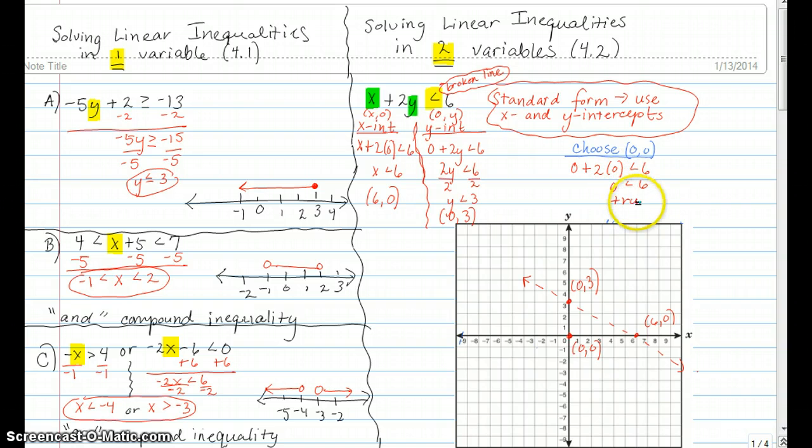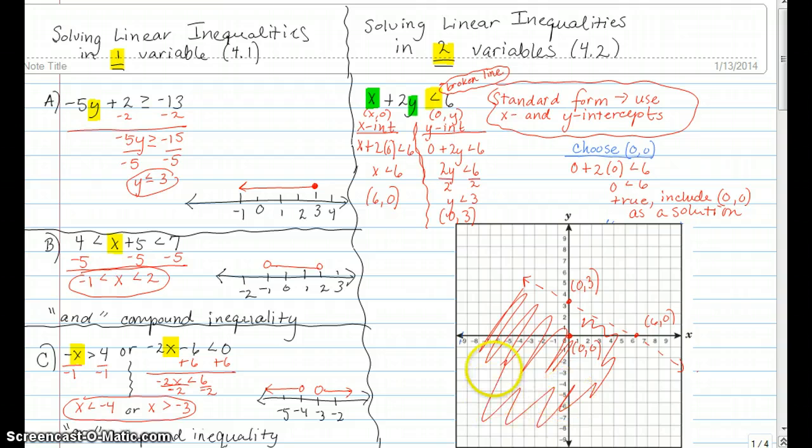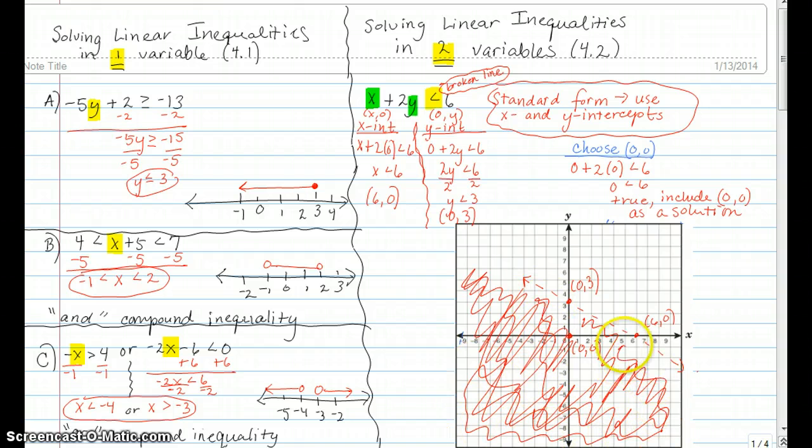So if it's true, include 0, 0 as a solution. And since it is true, we're going to include 0, 0. So we're going to shade, and it's going to be everything on this side of the line into infinity. So let me show you what that means. So there's many, many, many points. 0, 0 is one of them that's a solution.